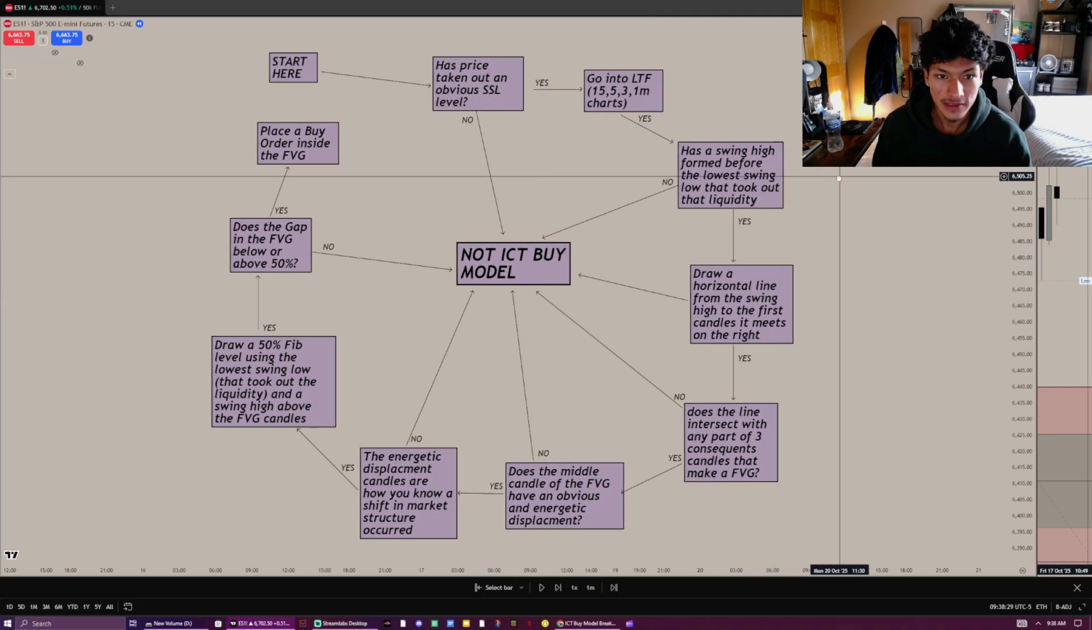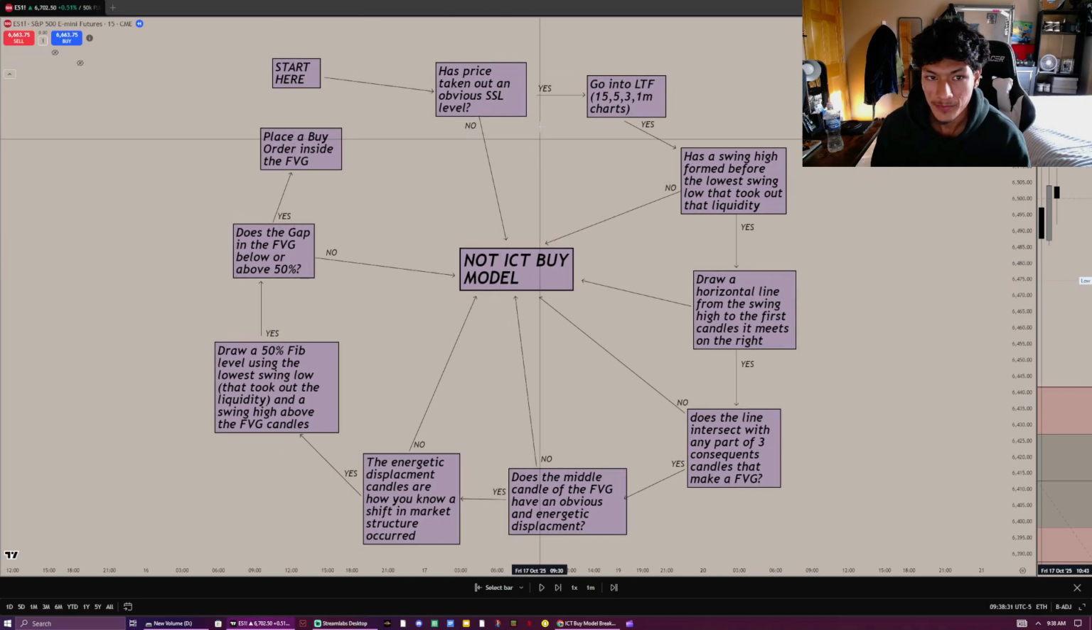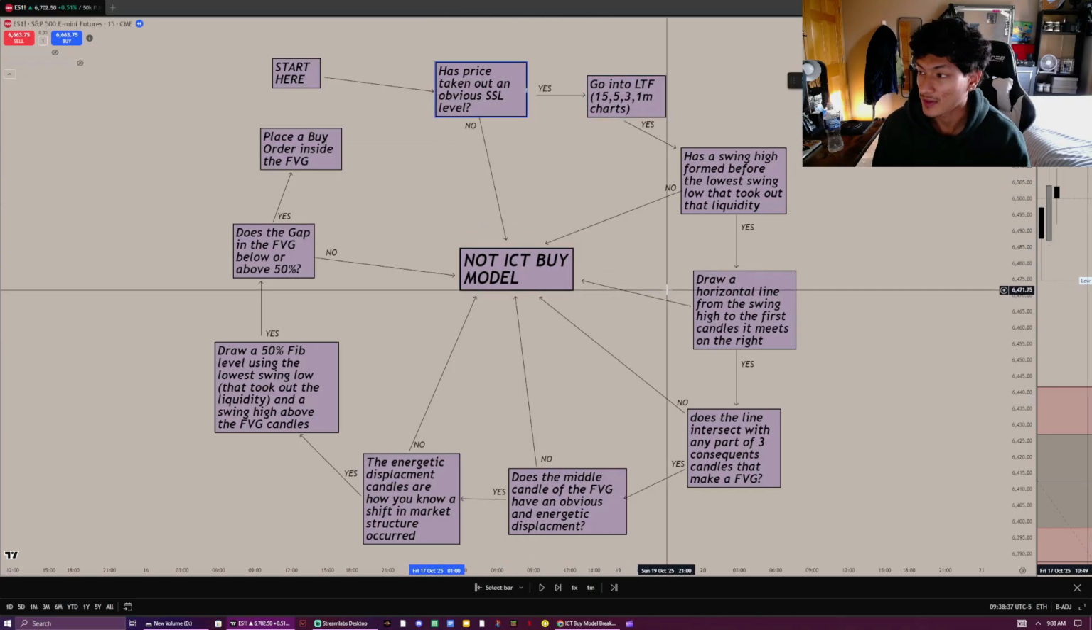How I have this set up is here. You start where it says start here. You ask yourself this question, and you answer yes or no. If it's a yes, you move on. If it's a no, this is not a buy model. This is not your setup.